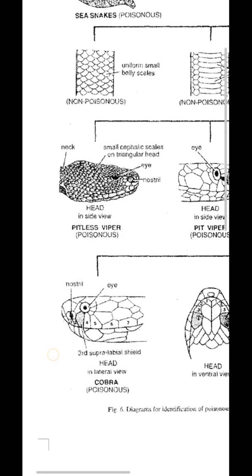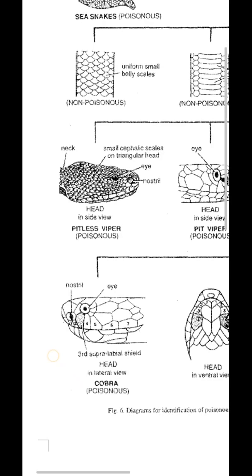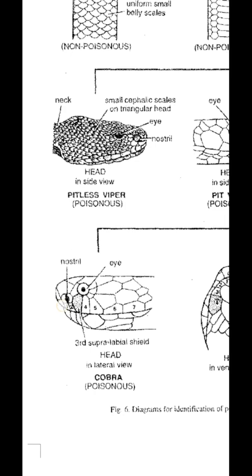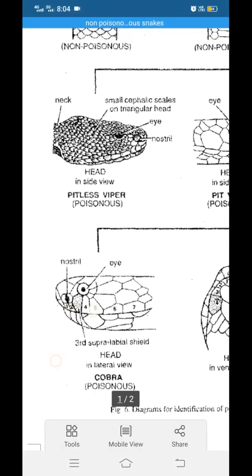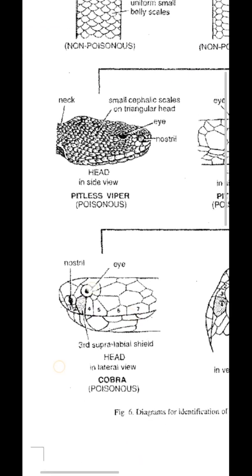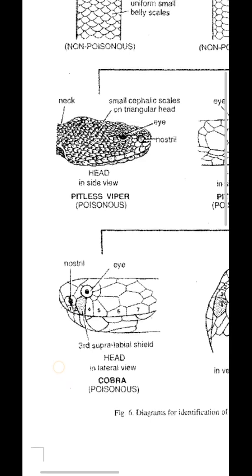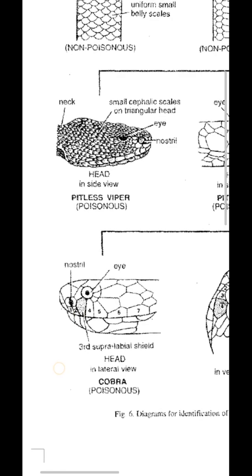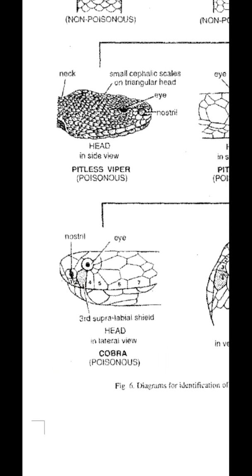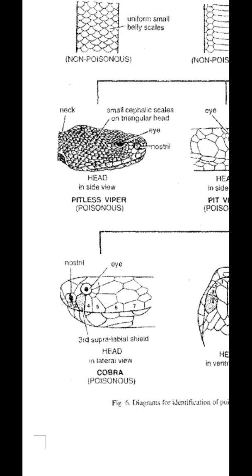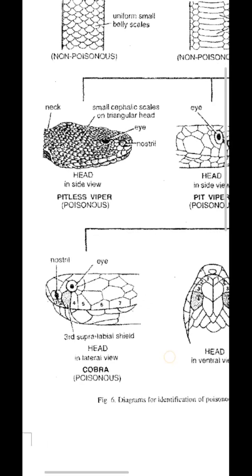So here you can see in the diagram, it is the case when the vertebrals are enlarged, as well as the third supralabial touches the eye and the nostril. As you can see here, numbering is given 1, 2, 3. So this third supralabial, that is the scale present at the upper jaw, touches the eye as well as the nostril. In this case, the snake is again poisonous, as seen in the case of cobra.